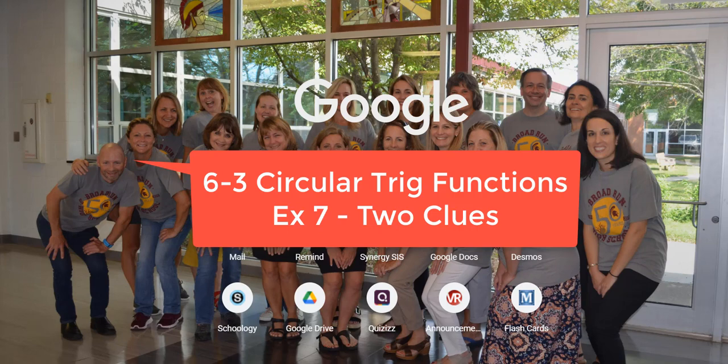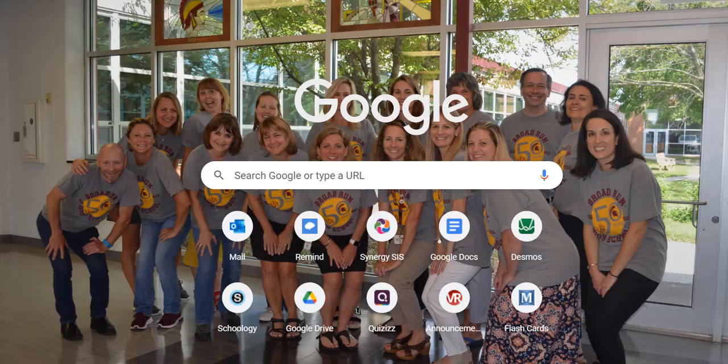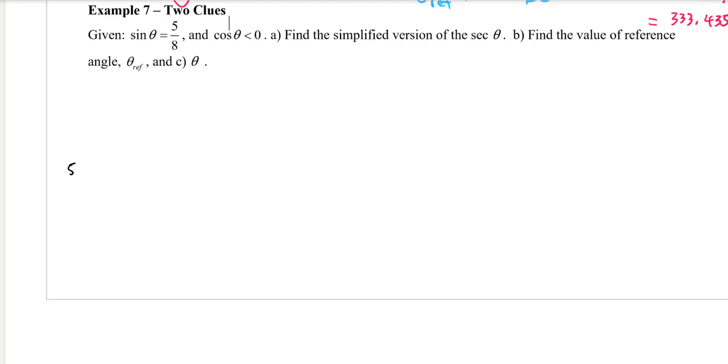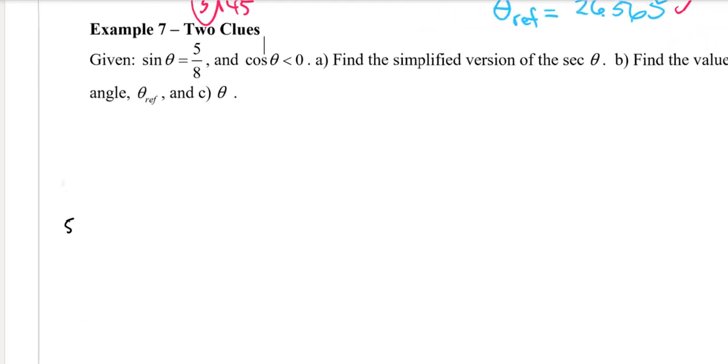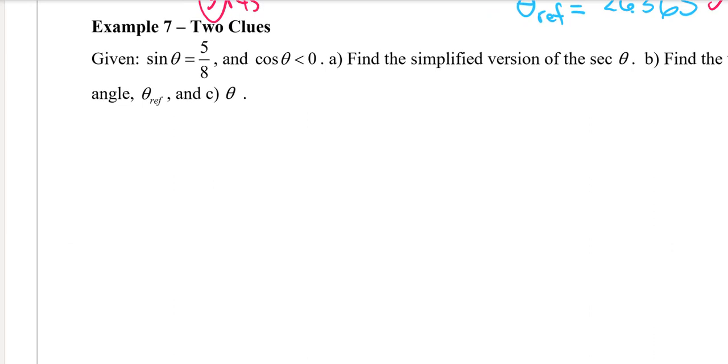And in this video, we're going to take a look at the very last type of our circular trig function problems, one which I like to call two clues. So when you have the two clues functions, that means you're going to be given 2 bits of information about a whole bunch of stuff.